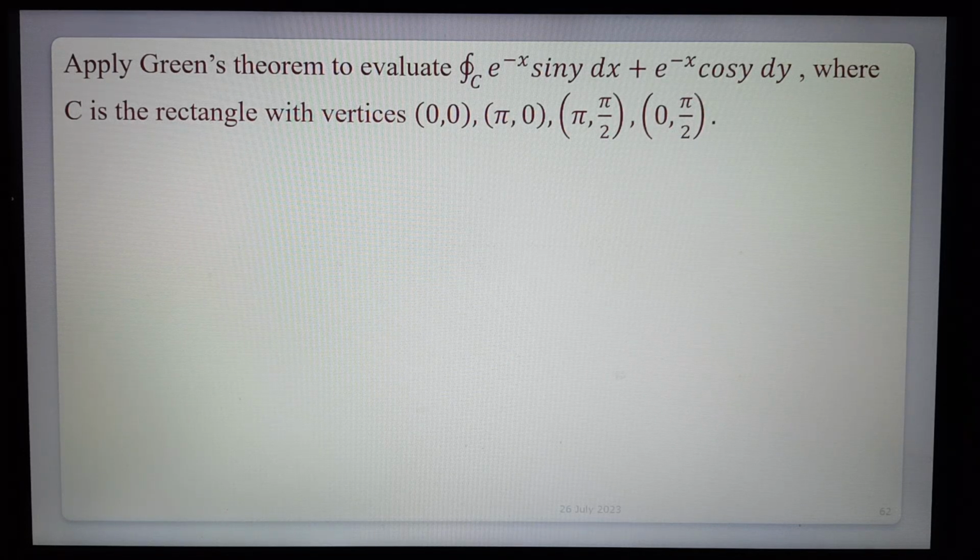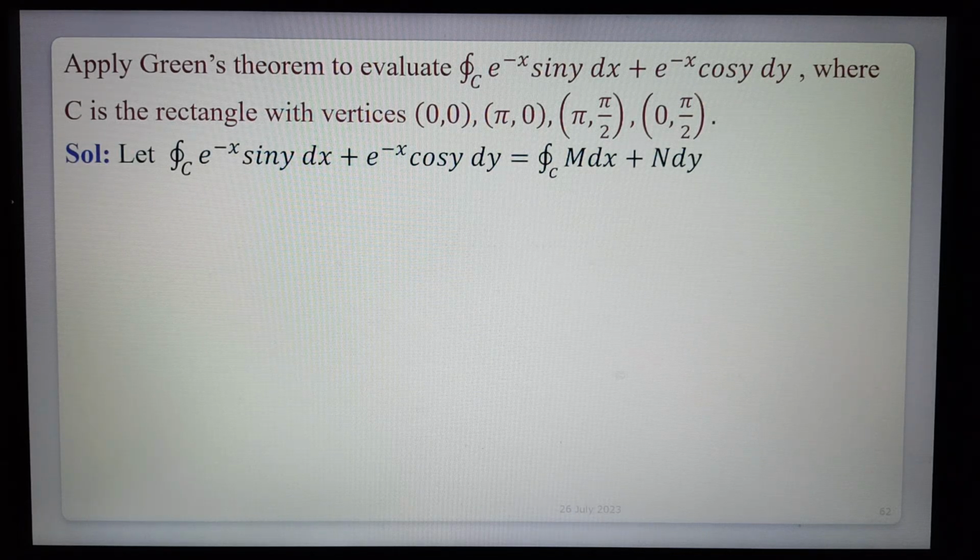That is, the region is a rectangular region bounded by the 4 lines here. So given 4 vertices, similarly the same procedure, only finding the value only. There is no verification. So the given line integration is converted to the double integration.